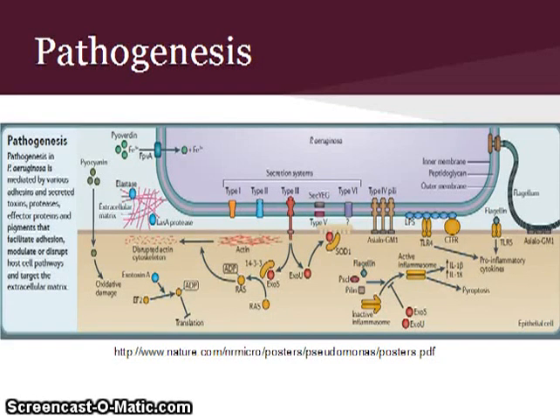Okay, so one of the important things we want to examine about this bacteria is its pathogenesis, which is the development of a disease. How does the disease progress? How does it work? So there's various pathways that this bacteria uses. So first, let's talk about attachment.